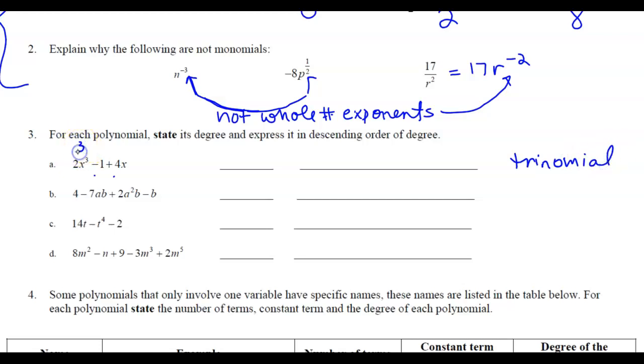First term is degree 3. Second term is degree 0. Third term is degree 1. So the biggest degree wins. And in descending order of degree, we just have to rearrange the second and third term. Okay. Do you need some paper so you can do some of this?